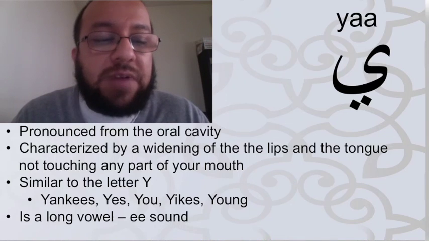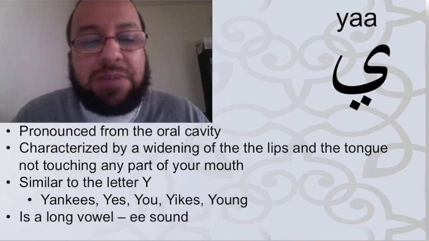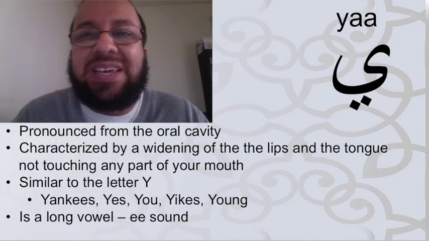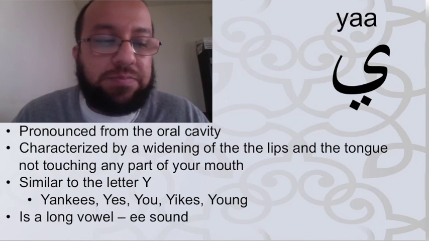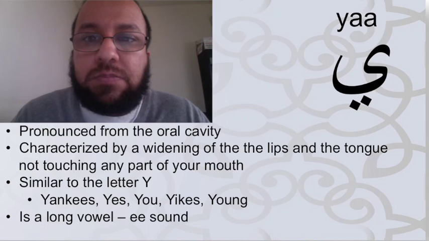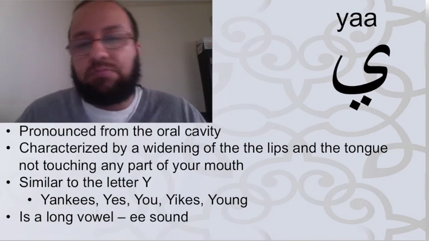And this is a long vowel, and when it is combined with other letters in the Arabic language, it makes the double E sound. This is why it's a vowel. The letter is ya, and it is a long vowel.